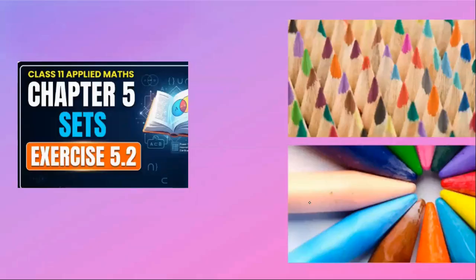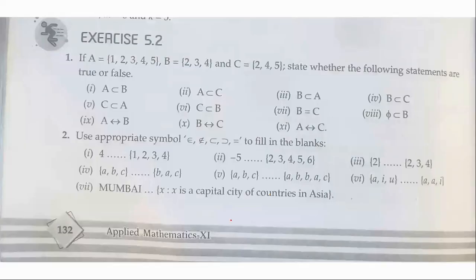So let's have a discussion about exercise 5.2 from question number 1 till question number 5. In question number 1, three sets are given. Set A, set B, and set C. Set A has elements 1, 2, 3, 4, 5. Set B has elements 2, 3, 4, and set C has elements 2, 4, 5.